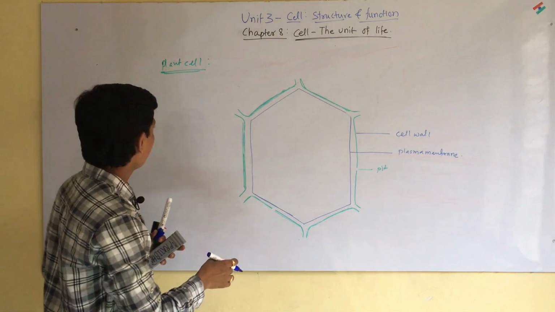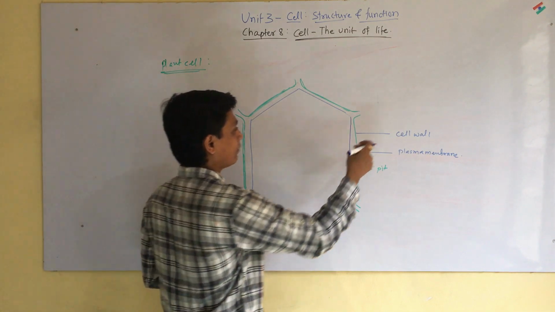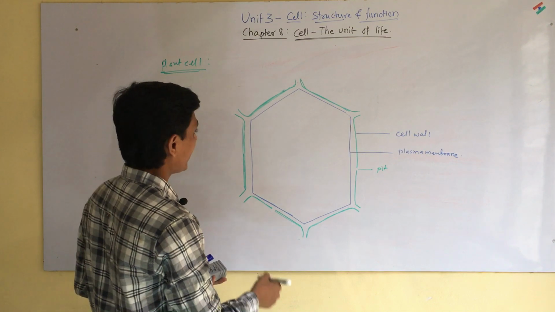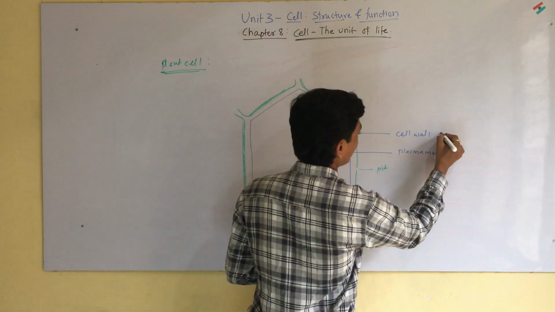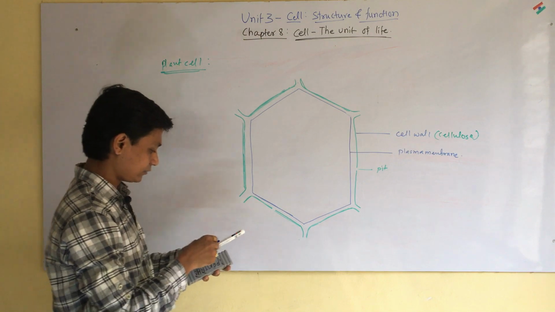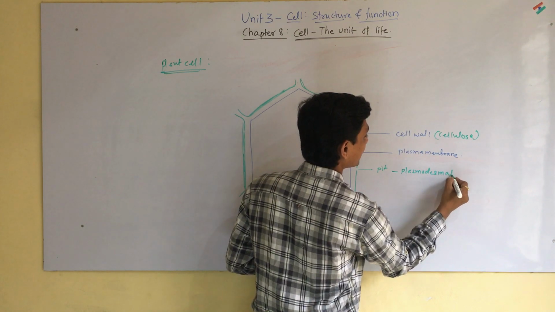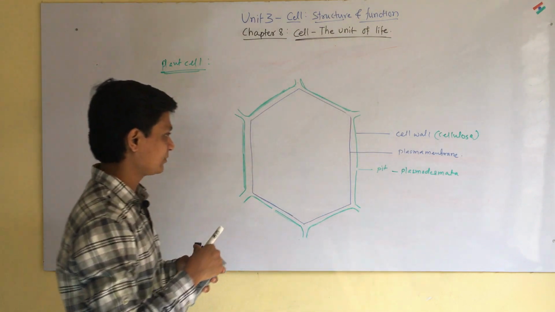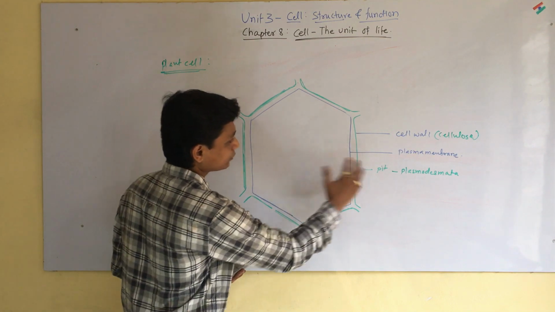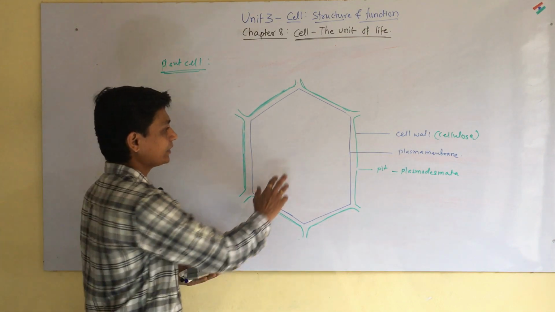As compared to the animal cell, the cell wall is one thing which is present only in plant cell and absent in animal cell. It is cellulosic, made up of cellulose. Pit is also known as plasmodesmata. The function of this plasmodesmata is to transfer the cytoplasmic content from one cell to the adjacent cell. This is one type of communication between two cells.